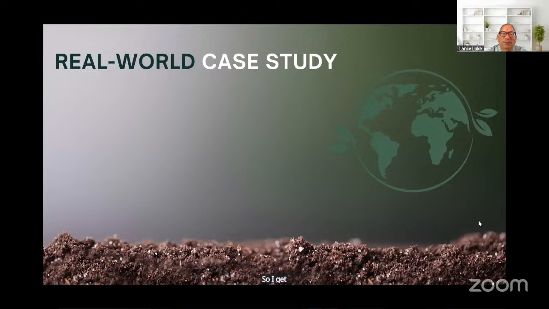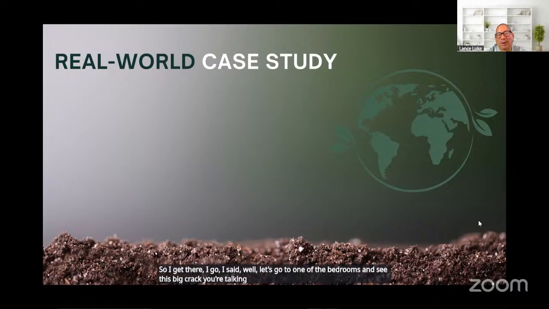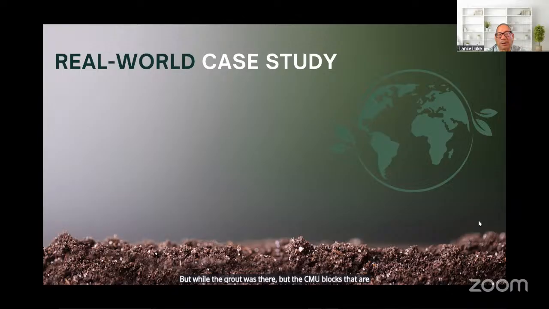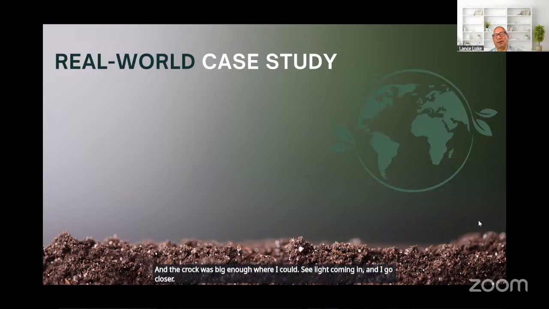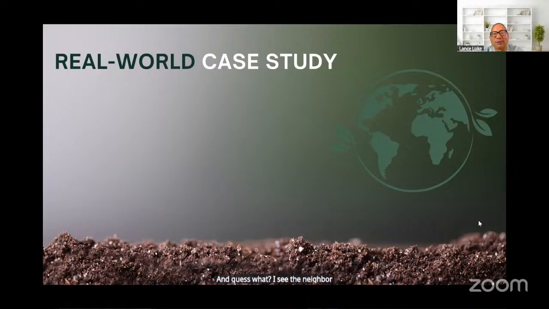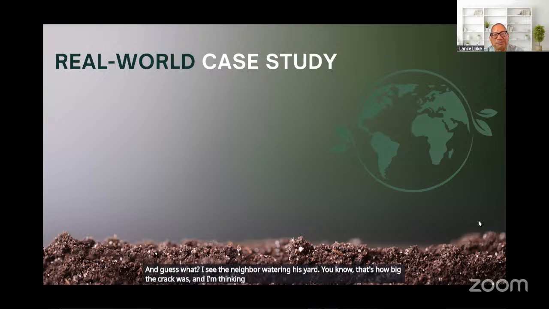So I get there, and I said, well, let's go into one of the bedrooms and see this big crack you're talking about. Sure enough, the grout was there, but the CMU blocks that are supposed to be together had separated, and the crack was big enough that I could see light coming in. I go closer, and guess what? I see the neighbor watering his yard. That's how big the crack was. And I'm thinking, okay, this homeowner really wasn't exaggerating.